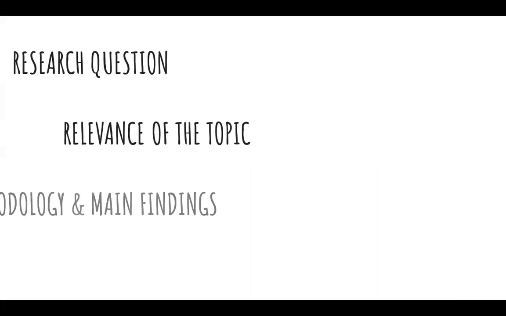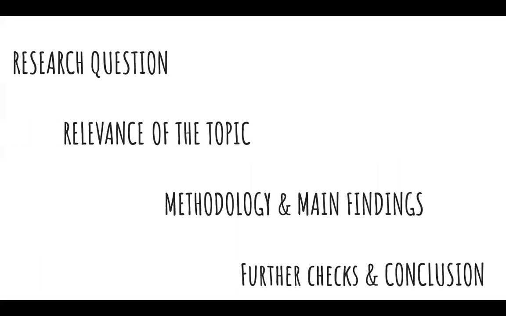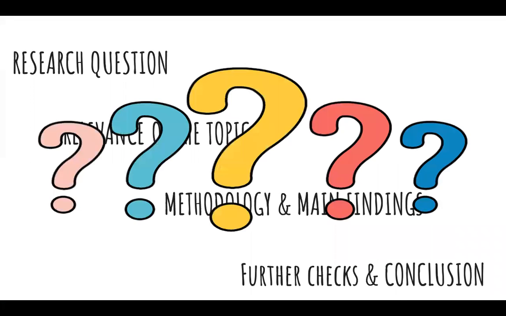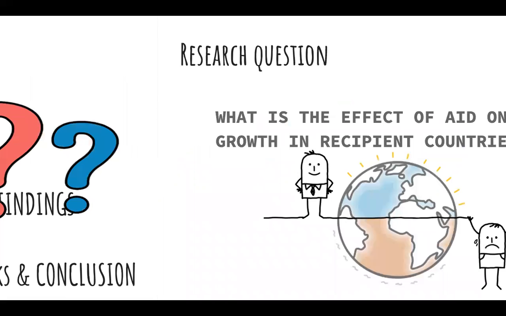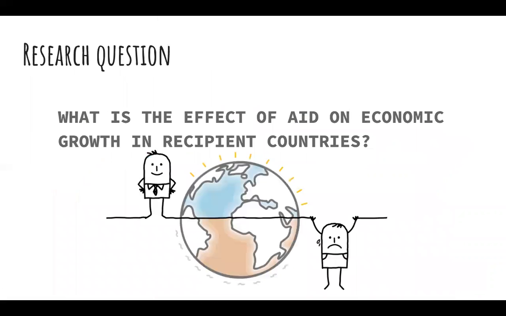Here is a quick outline of what we are going to focus on today. We are going to talk about the research question, relevance of the topic, methodology, main findings, and further checks and conclusion. So the research question of the project is whether there is an effect of aid on economic growth in recipient countries.